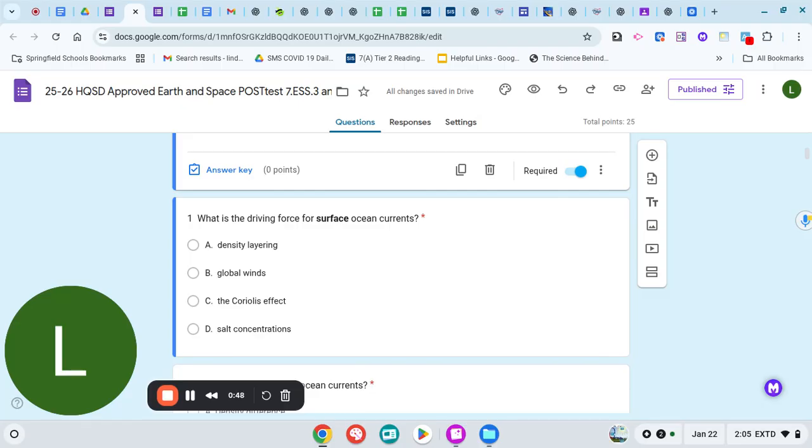Number 1, what is the driving force for surface ocean currents? A, density layering, B, global winds, C, the Coriolis effect, or D, salt concentration. Again, what is the driving force for surface ocean currents? A, density layering, B, global winds, C, the Coriolis effect, D, salt concentrations. Go ahead and pause, scroll down, answer it, and then unpause this video for number 2.